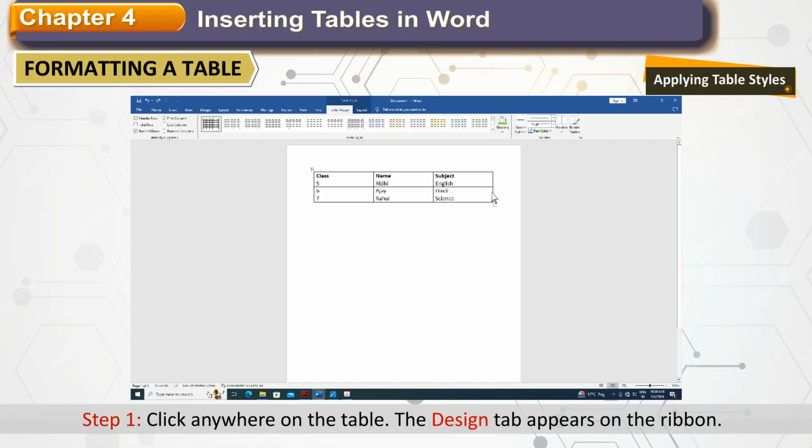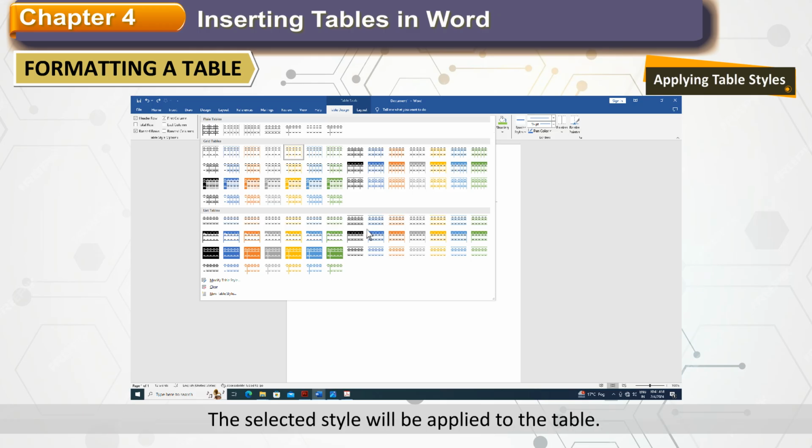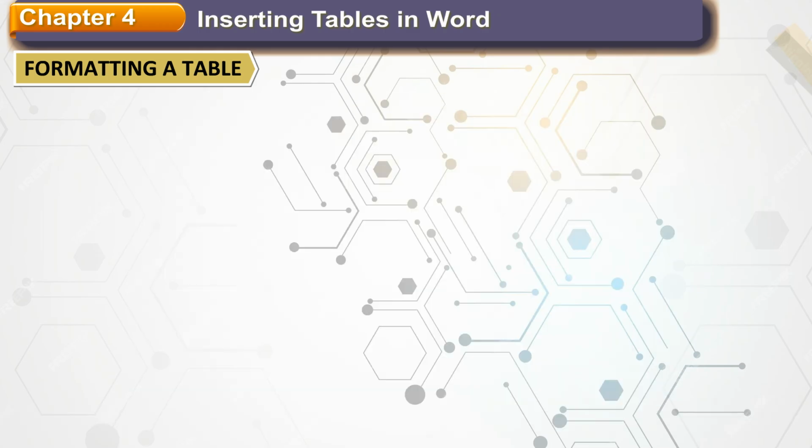Step 1. Click anywhere on the table. The Design tab appears on the ribbon. Step 2. Click and select the design of your choice from the Table Styles group. The selected style will be applied to the table.